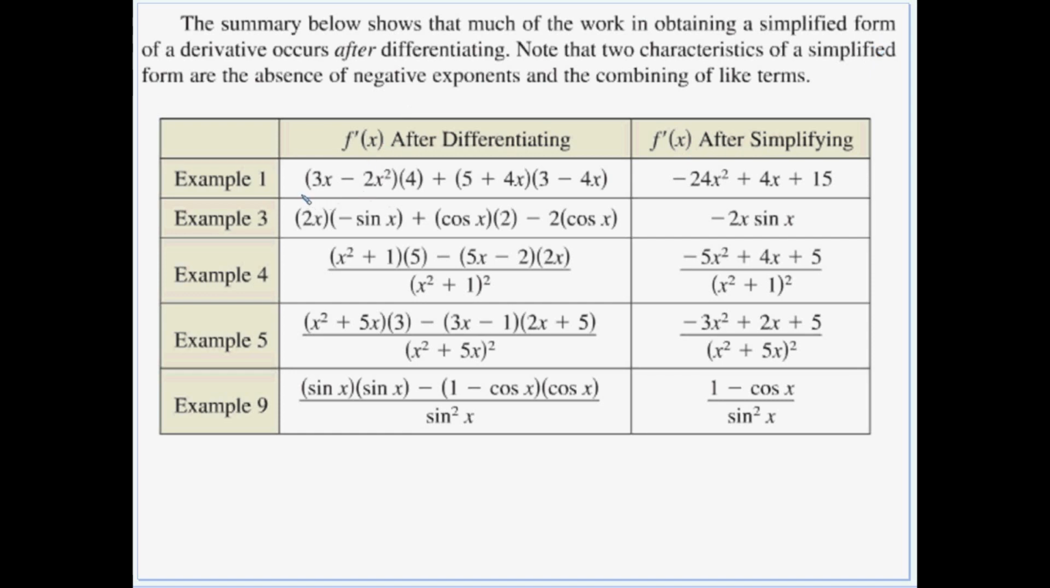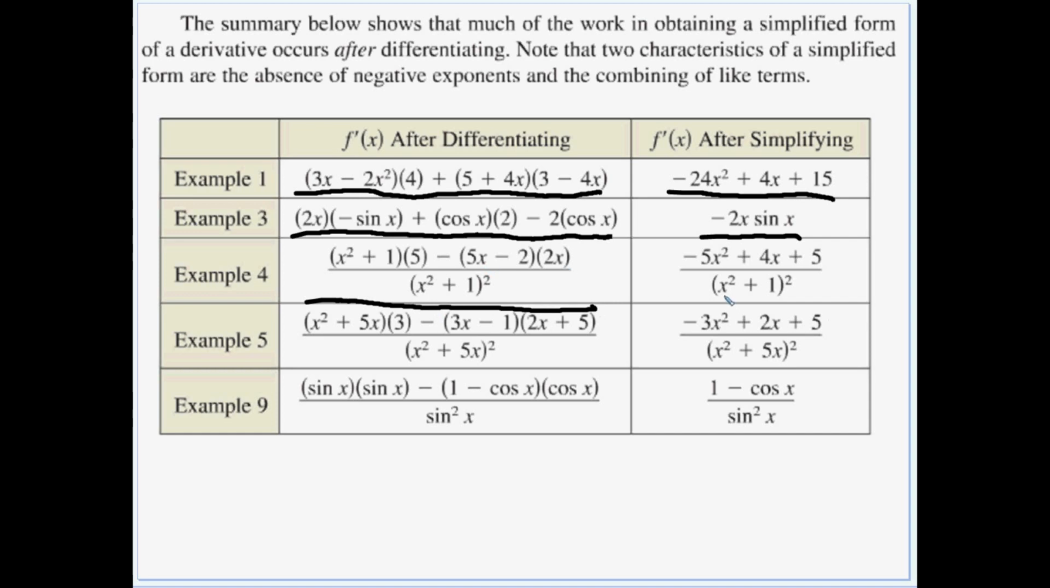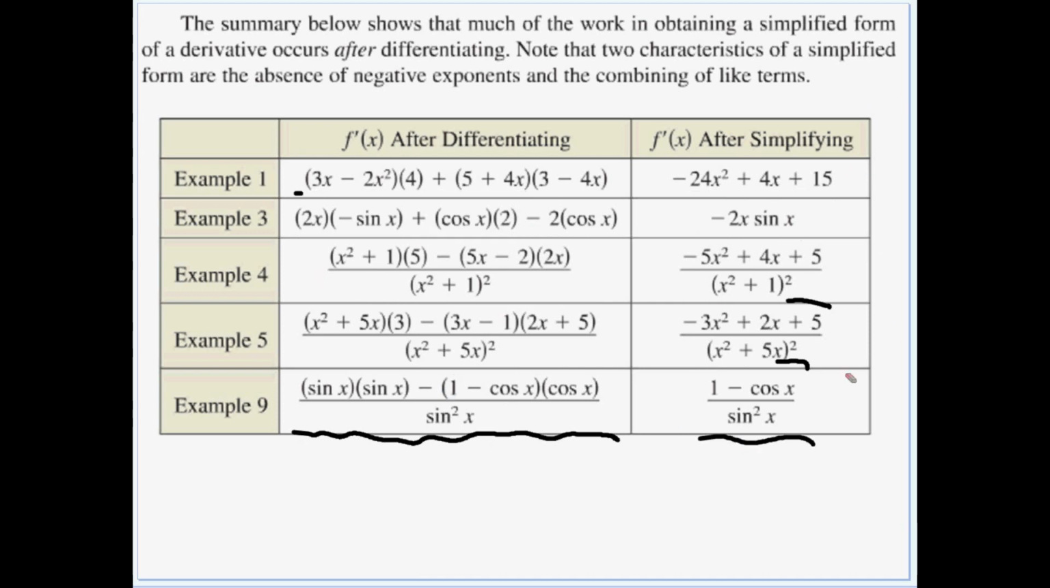So here in example 1, right after the calculus was over, this was our raw derivative. After we simplified it, it looked a lot nicer. Example 3, product rule gave us a pretty nasty raw derivative. Simplification made it a lot nicer. Example 4, quotient rule. Raw derivative was pretty nasty. Simplified down was much nicer. Example 5, same thing. Quotient rule, raw derivative, simplified. Example 9, quotient rule gave us that raw derivative. Simplified was much more concise.